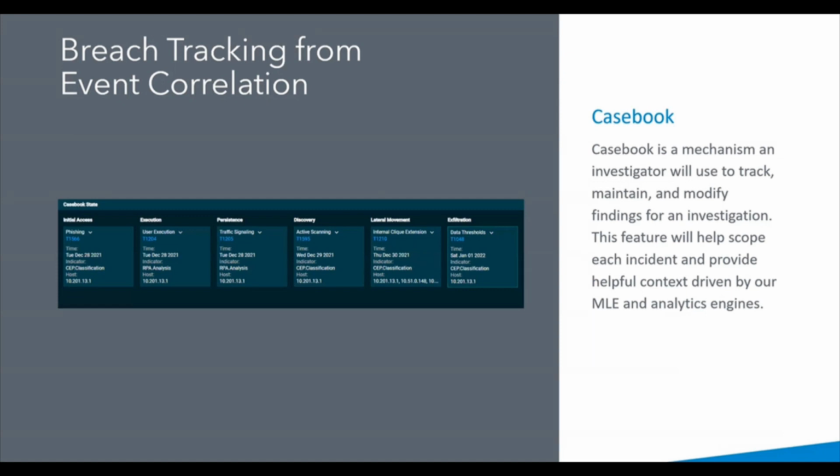So how does this all come together? We went over the use case for 4 different techniques, and how do you piece them together to make sense of them? Well, we have what I mentioned earlier with breach tracking. Casebook will build a timeline of events, so it'll allow the user, the investigator, to track, maintain, and modify findings from the investigation. So it's more of an organization mechanism. The analyst can go in and validate if these findings are real, and if they are, it will further promote the findings in terms of confidence.